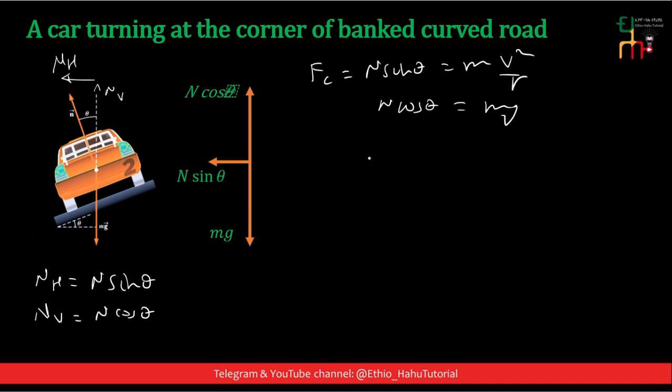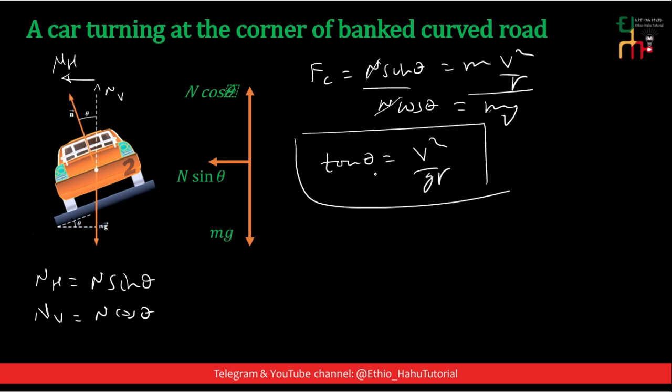balances gravitational force mg. Taking the ratio of both sides, N goes with N, sin theta over cos theta is tan theta. This is equal to m goes with m, v squared divided by g r. Theta is the banking angle. R is the radius of curvature of the road. This is the speed with which a car can round around a banked road of banking angle theta without depending on friction. But there are conditions by which the centripetal force depends on frictional force too. But here in this case, the centripetal force only depends on the component of the normal force.